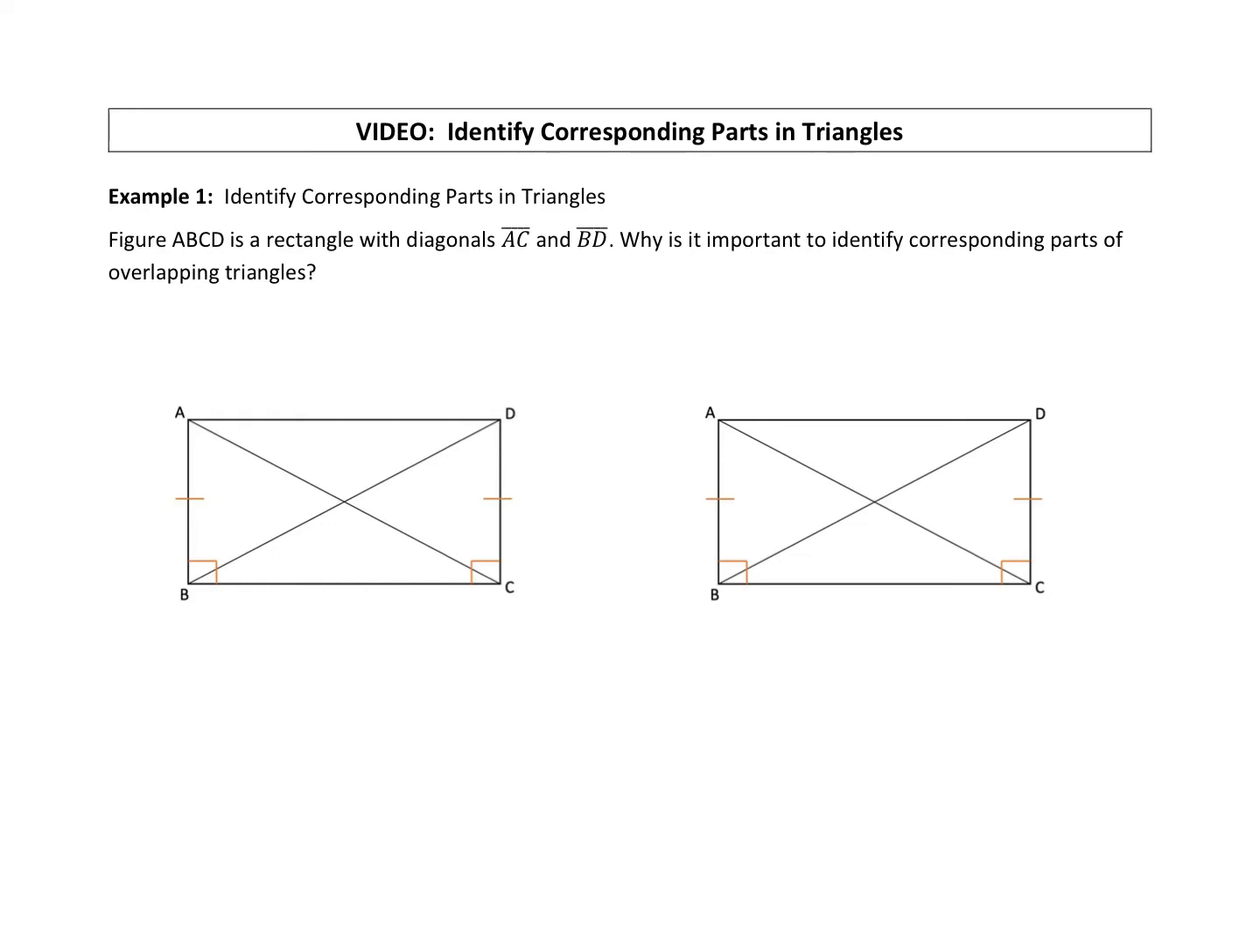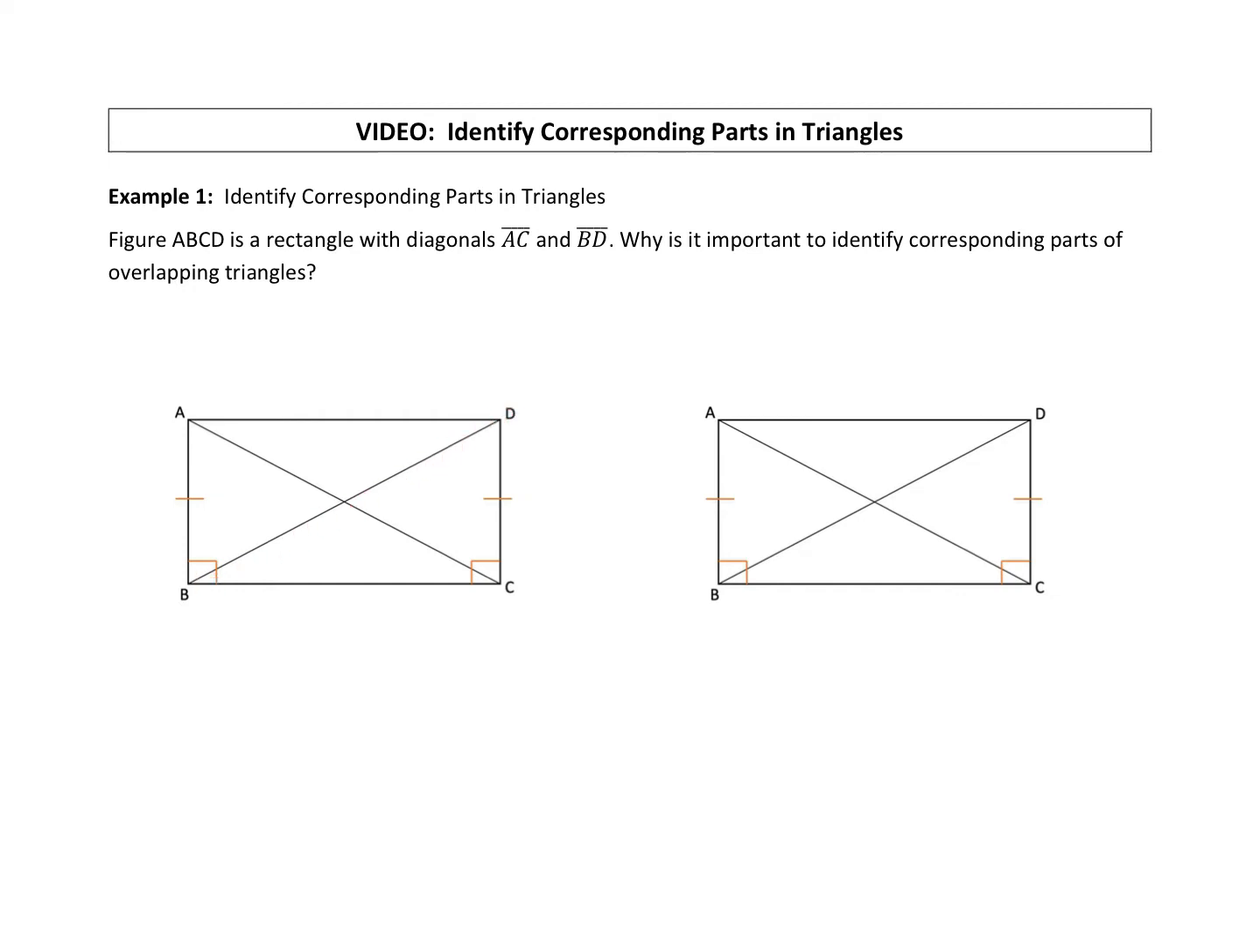Okay, so we're going to work on identifying corresponding parts in triangles, and we're going to have an overlap happening. Figure ABCD is a rectangle with diagonals AC and BD. So here's our rectangle ABCD. By the way, they did tell us it's a rectangle, so there are some properties of rectangles we can apply. And they did tell us that the diagonals are AC and BD.